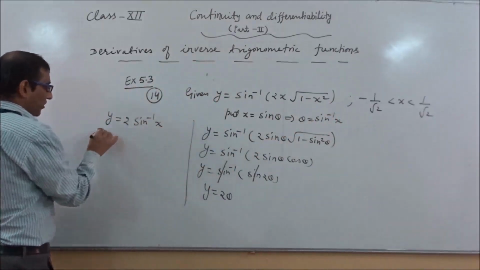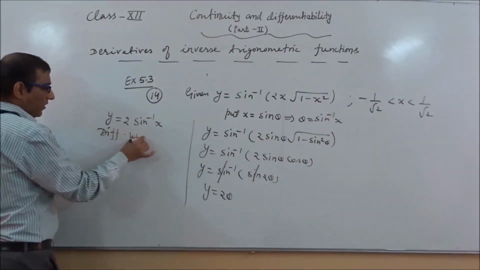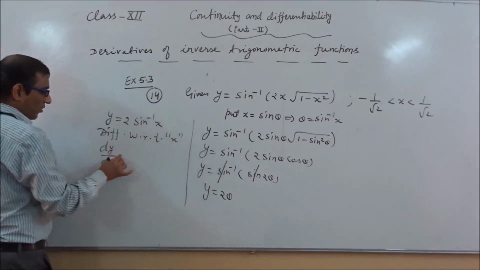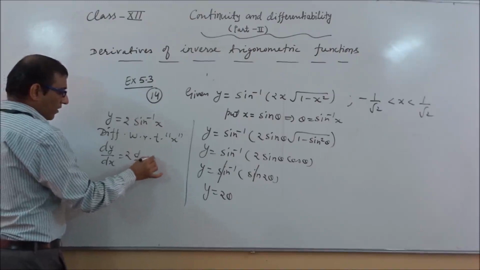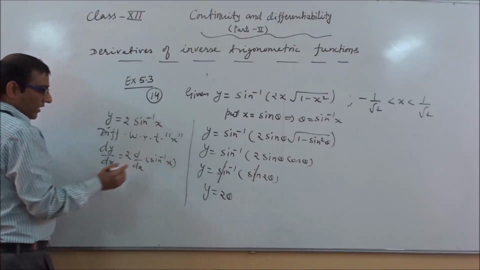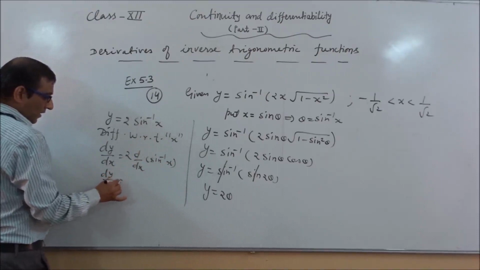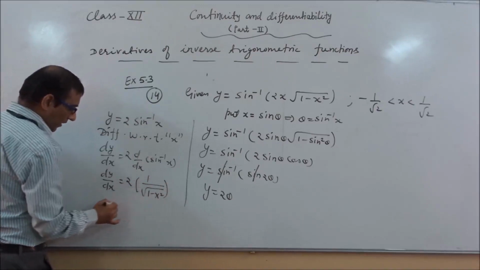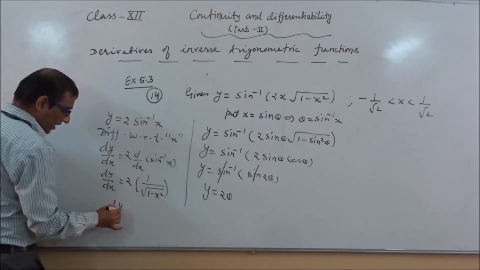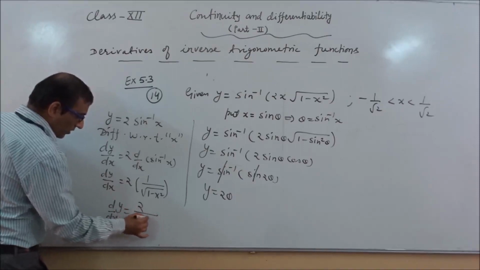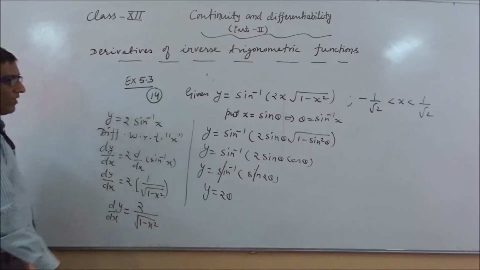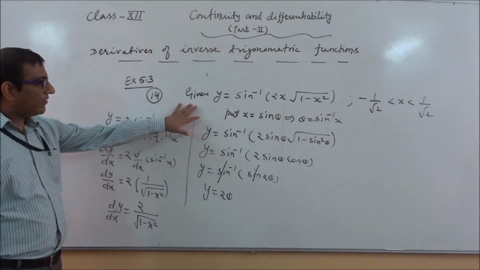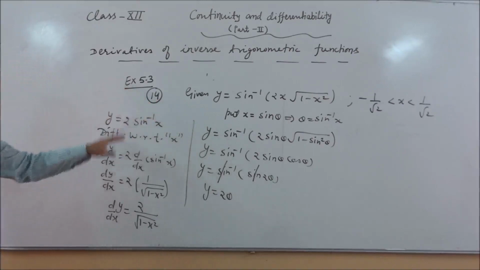And now we will do the differentiation. Differentiating with respect to x, dy by dx equals 2 d by dx of sin inverse x. As I told earlier, the differentiation of sin inverse x is 1 upon under root 1 minus x square, so we can say the derivative of such a function is 2 upon root 1 minus x square. This is the way of solving a question related with inverse trigonometric functions, and this is the answer of question number 14 of exercise 5.3.